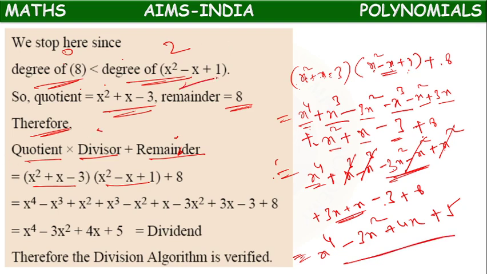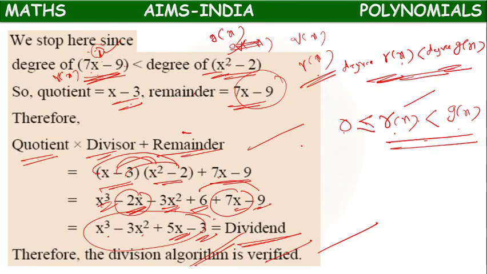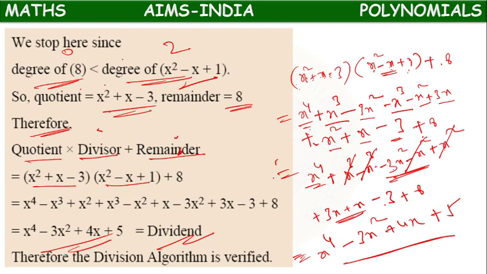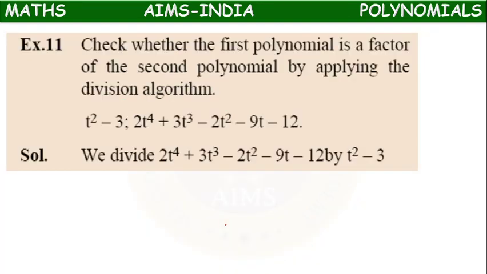Which is equal to the dividend, because in the question that is the dividend. After verification we got the dividend, so the division algorithm is verified. Like that we can cross check. Next.